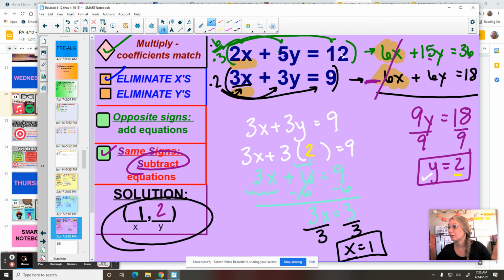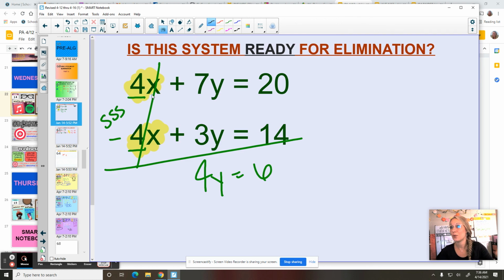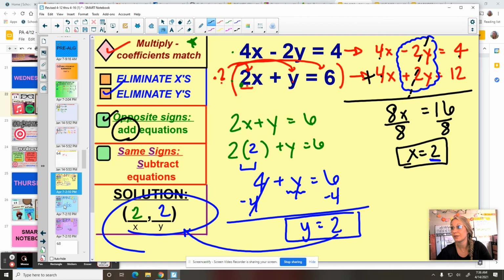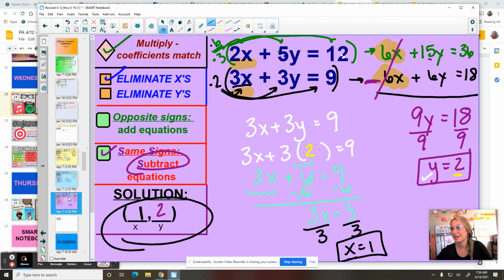So ladies and gentlemen, when you're solving a system by elimination, there are some times when you have variables that match with their coefficients, and you can eliminate them right away and go through and solve. There are other times where you have to use multiplication to make those coefficients match. Sometimes you can get away with just multiplying one of the equations, like in our first 2 examples. Other times you're going to have to multiply both to make sure that we get those coefficients that match.